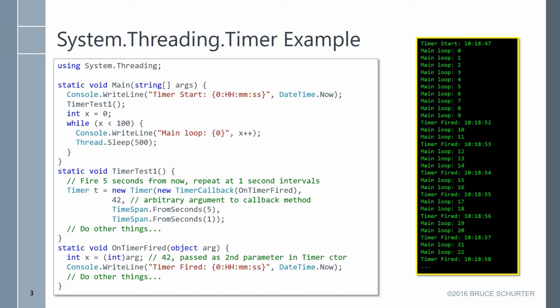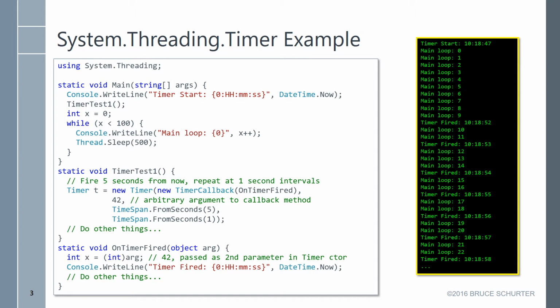So the System.Threading.Timer is pretty simple to use. Notice here we have the using clause for System.Threading somewhere at the top, so we don't have to say System.Threading every time we want to issue a timer command. And then notice in our main function, we start off by saying the timer starts at this time, and then we issue TimerTest1, which is actually going to create the timer and get it going. Then we set an int to 0, and we loop from 0 to 100 for every half a second.